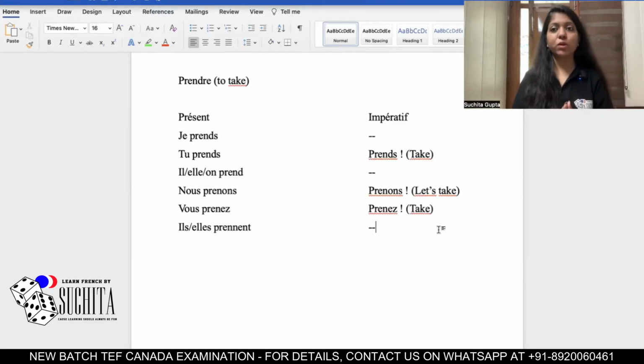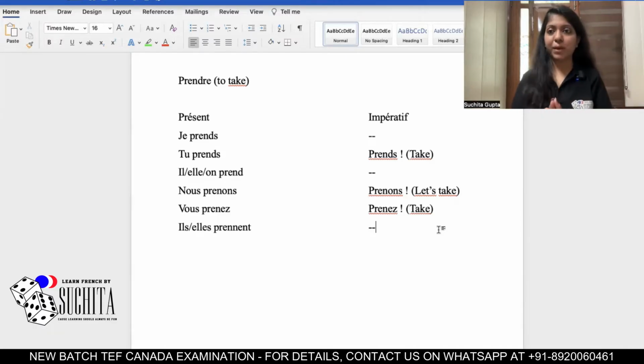Okay, so let's start with the first verb, and the first verb is the verb prendre. Prendre, which means to take. Now, if you see on the left-hand side, I have written the conjugation of the verb in the present tense. And then on the right-hand side, I have converted that into imperative. When you write a verb in the present tense, of course, you can write with all the subjects. You can write with je, tu, il, elle, on, nous, vous, il, elle, pluriel. So that's what I have done. I've written je prends, tu prends, il, elle prend, nous prenons, vous prenez, il, elle prennent. So you can write absolutely with all the subjects.